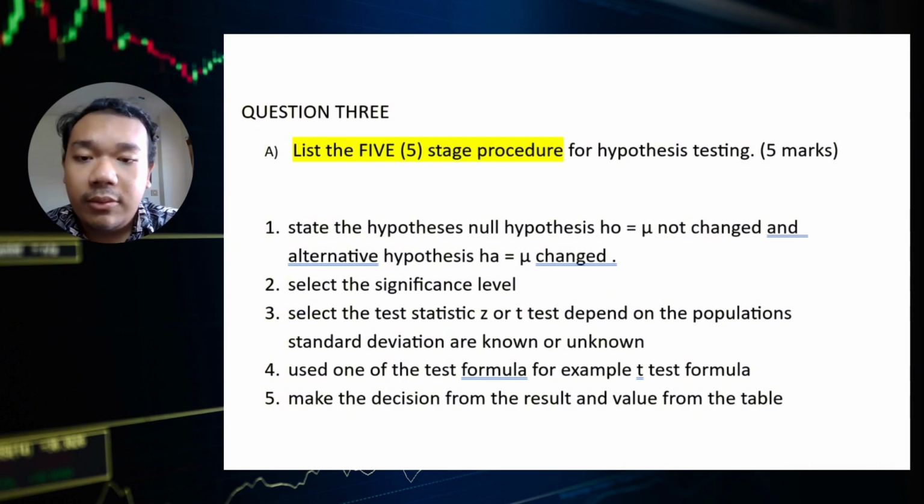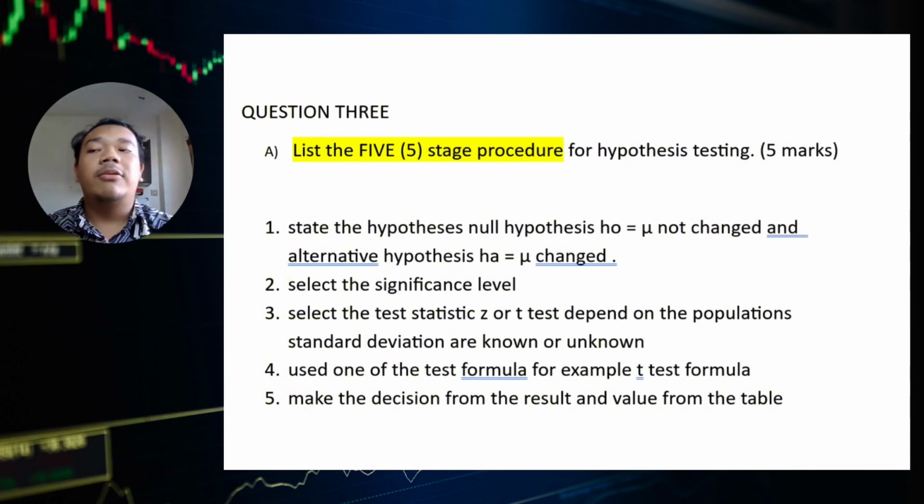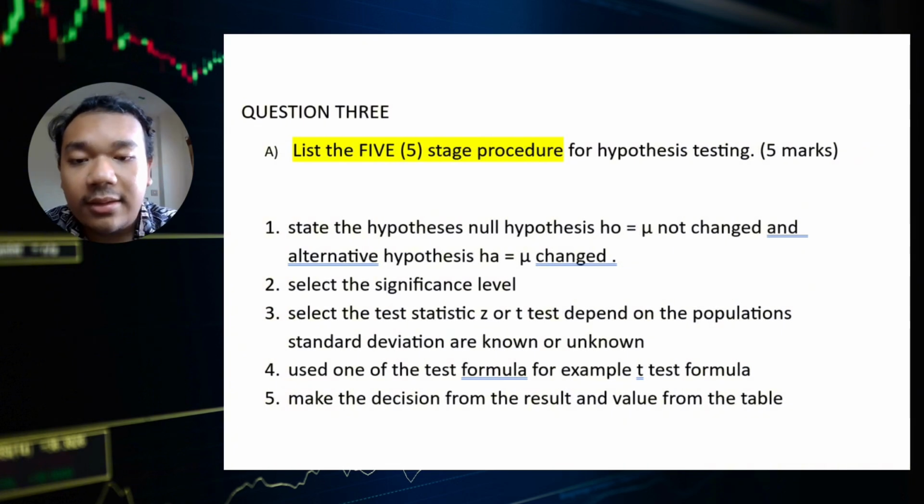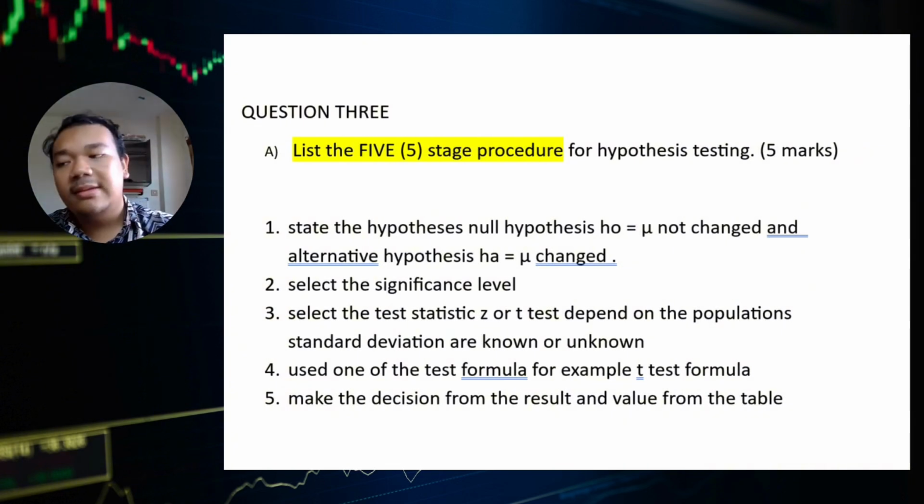Secondly, we select the significant level. For example, we choose a 0.01 significant level, 0.1 significant level, or 0.025 significant level based on our questions. Then we select the test statistic. Either we use a z-test or a t-test. It depends on whether the standard deviation is known or unknown.